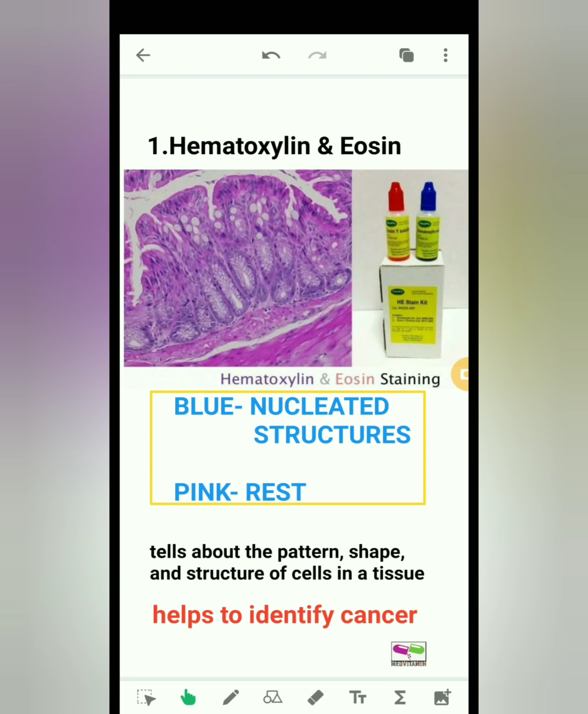It tells about the pattern, the shape and structure of cells in a tissue and hence helps to identify cancerous structure. So if you are finding a slide fully pinkish, it could be a case of necrosis. And in skin, the stratum basale layer, as it is nucleated, will show bluish color.